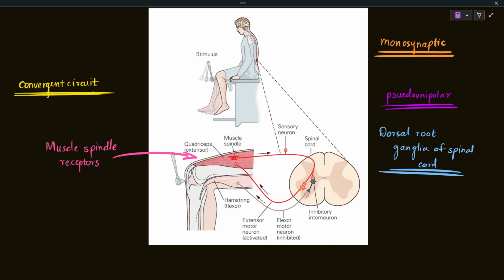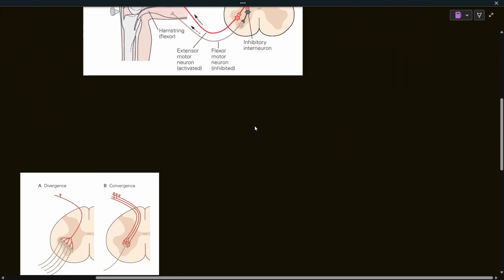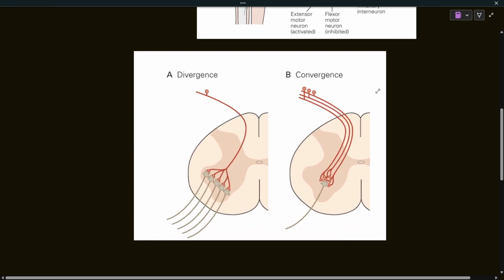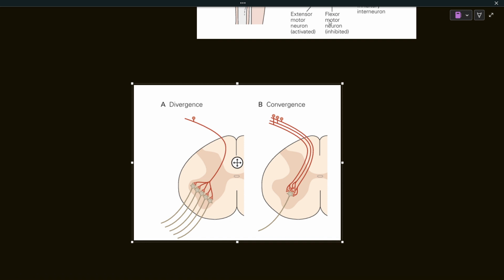Okay, so there are two types of connections that are formed by neurons: the convergent connections and the divergent connections. Let me explain it with the help of a diagram. Here in the diagram, you can see two different types of circuits formed by neurons. One is known as a divergent connection, while the other is known as a convergent connection. The divergence, as the name suggests, means something is diverging from one point. It is leading to multiple spots. So this is what we call divergence.